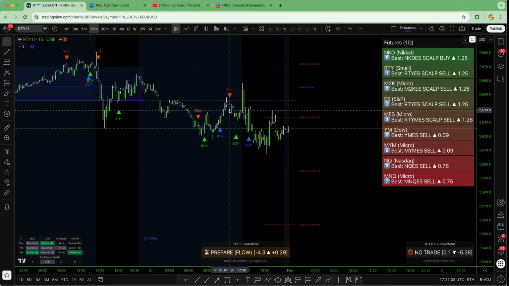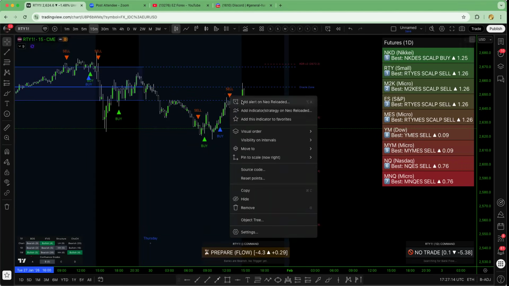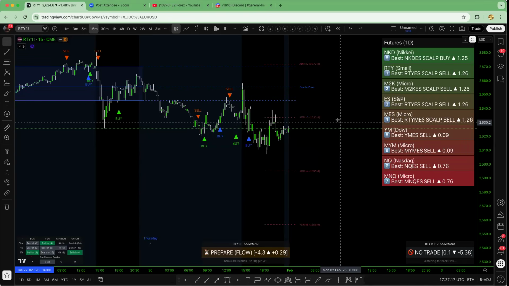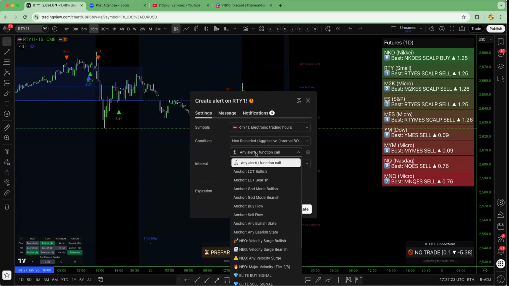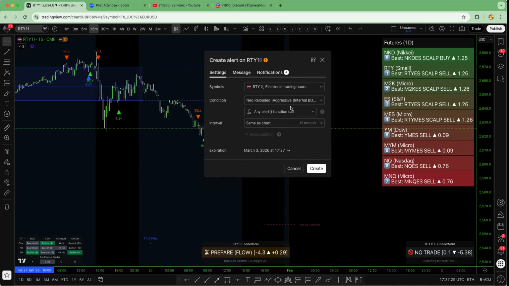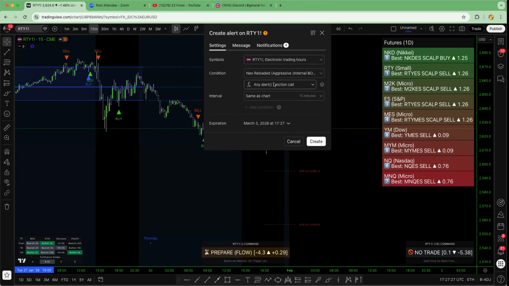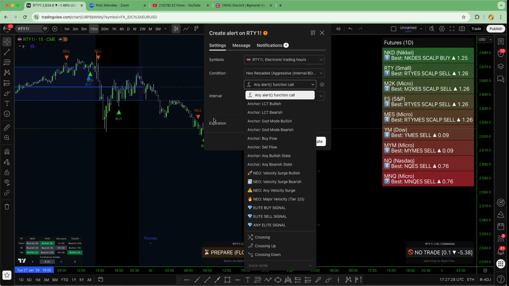Cool. So you can see here it says sell alert. You can actually set these up as alerts now on Neo. If you go to add alert, and then this is the pair, and then we go to the functions. Let me move this up because that was there. Add alert. Now, how you get this, you just go to elite buy or elite sell. Simple.